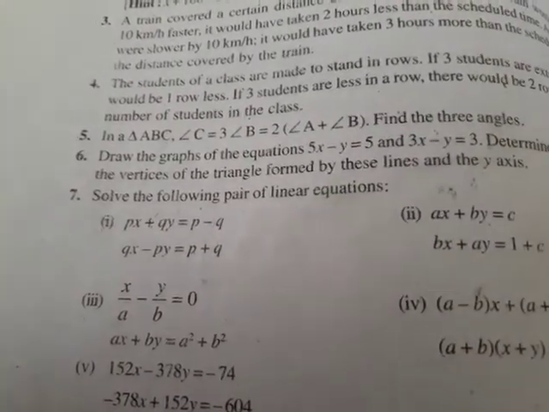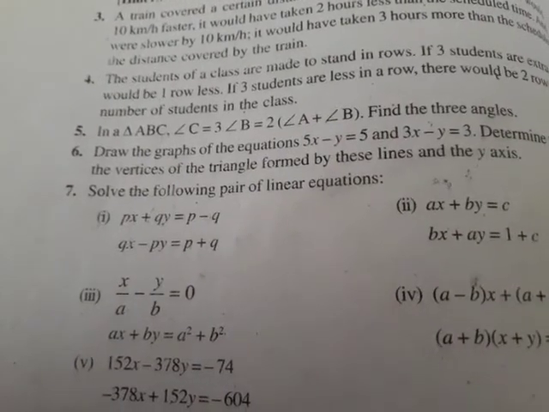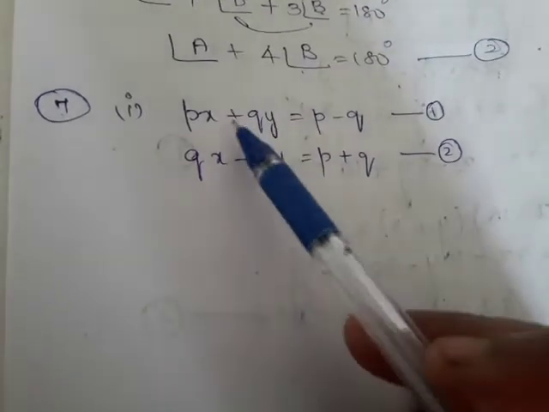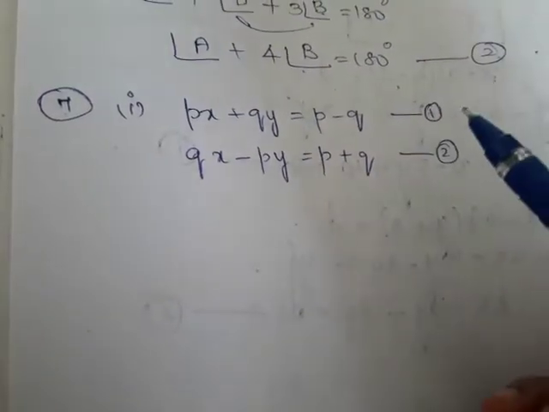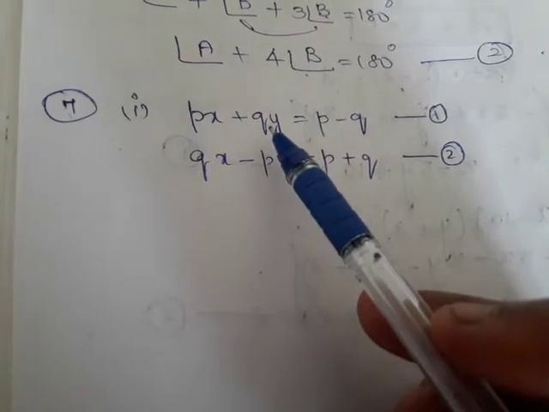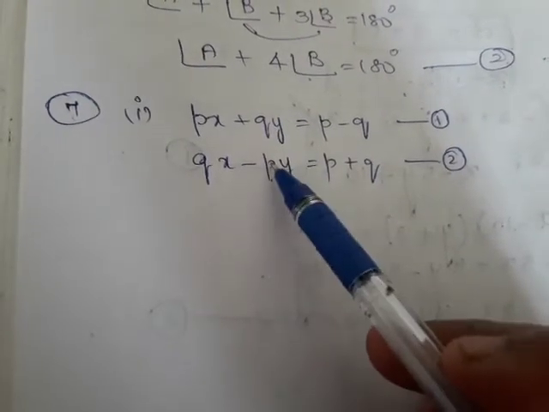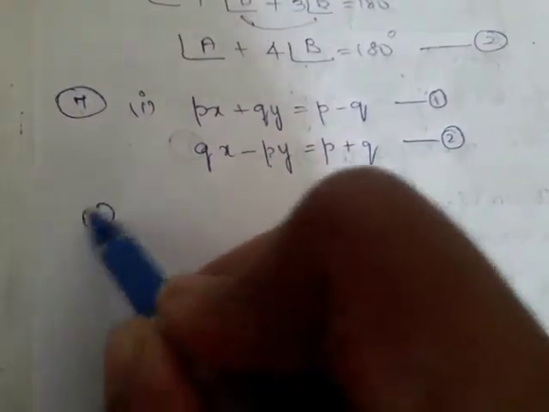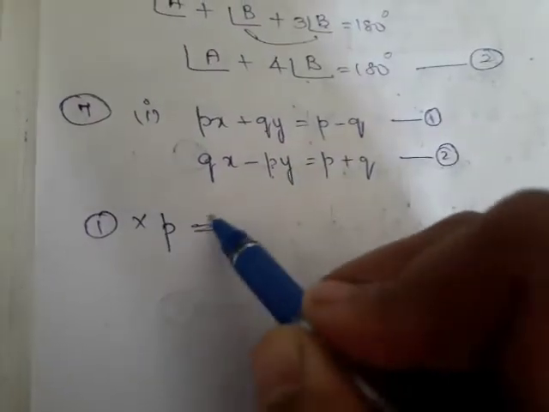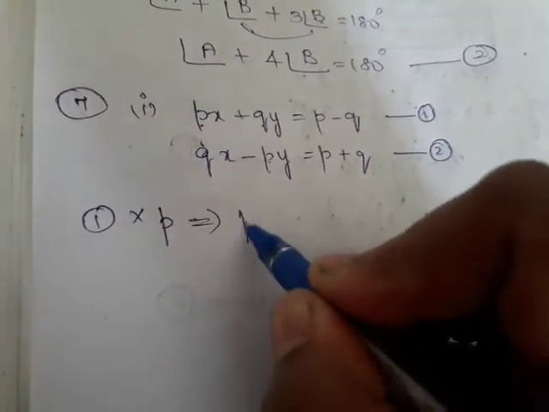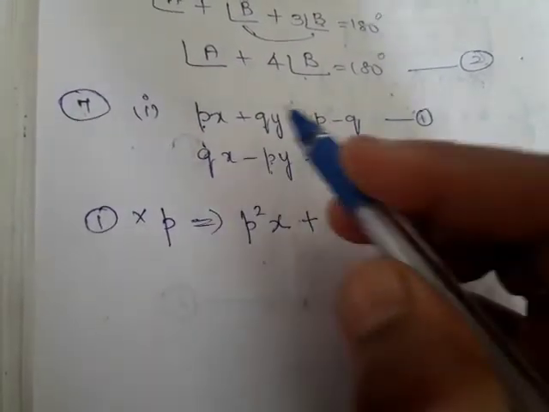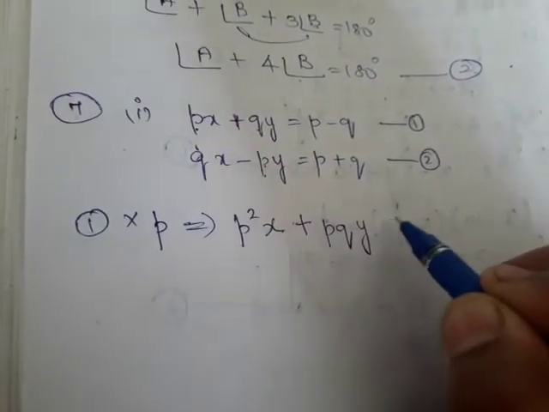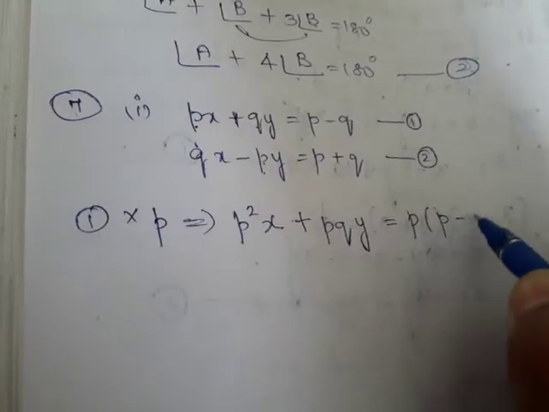I'll solve one problem for you. Let us see. The first question. Now I am fixing my favorite variable y because it has alternate signs. Our aim is to make the coefficients the same. So I am going to multiply the first equation by p and the second equation by q. So first equation by p: p into p becomes p square x plus p into q becomes pq y, which is equal to p into p minus q.